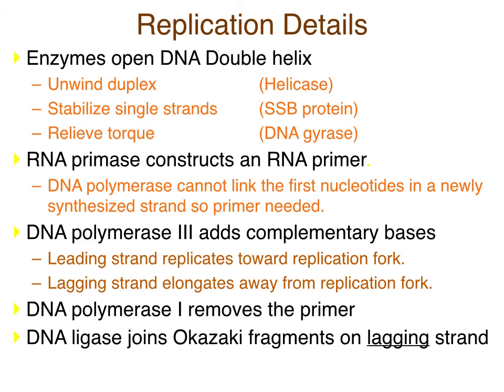So here are the basic steps of DNA replication. Enzymes come in and open up the DNA molecule. First, you have to unwind the duplex, and this is accomplished through helicase. Once it becomes unzipped, you want to stabilize it so that it doesn't instantly rezip. You do that with the single-stranded binding proteins. Because it's a double helix, as you are opening it up, you're going to produce torque. DNA gyrase is the enzyme that relieves that torque.